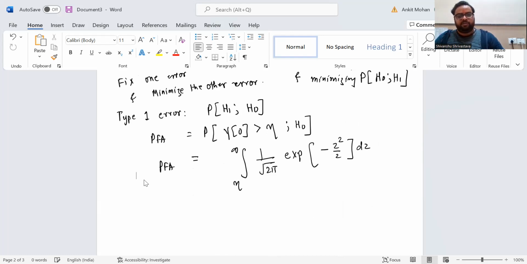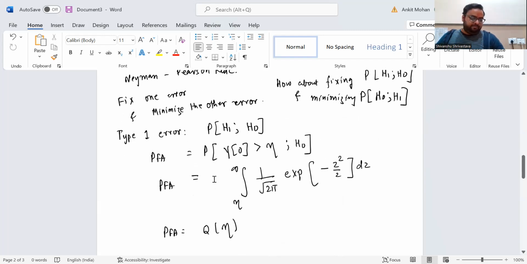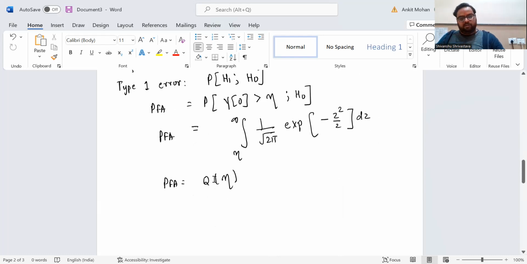This is my probability of false alarm. I have my probability of false alarm here, and you can clearly see that this is coming out as a Q function of the threshold eta. So I get this probability of false alarm as a Q function of threshold eta.